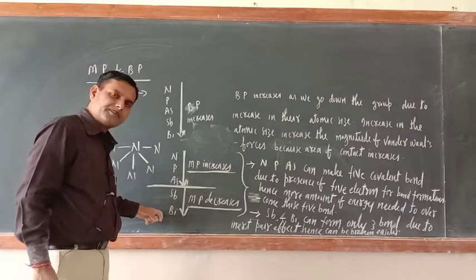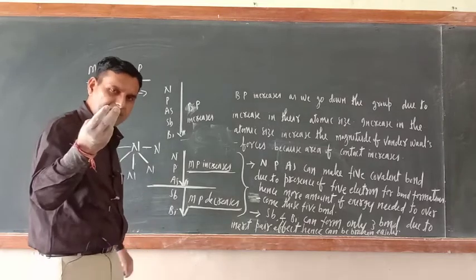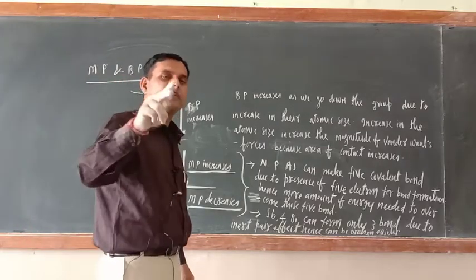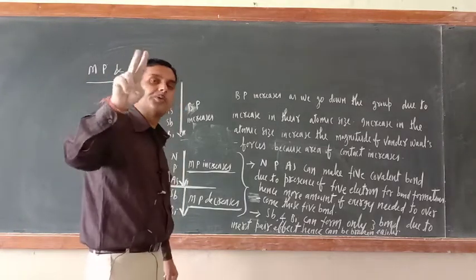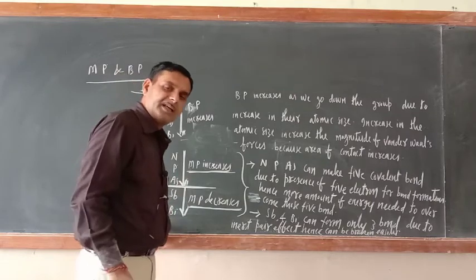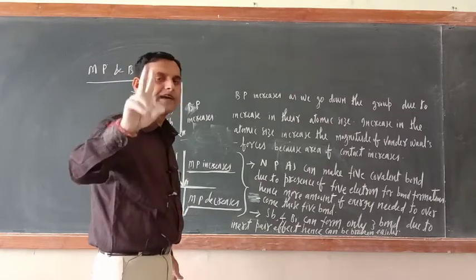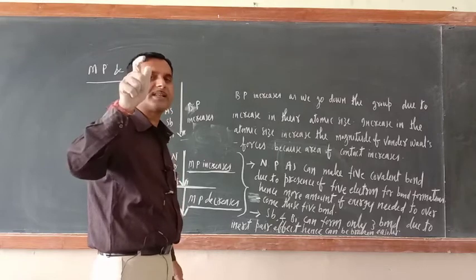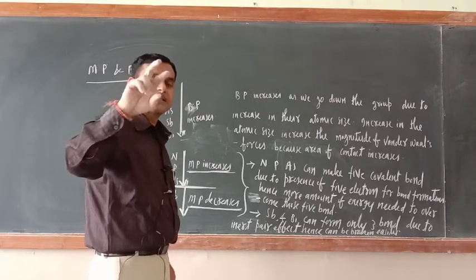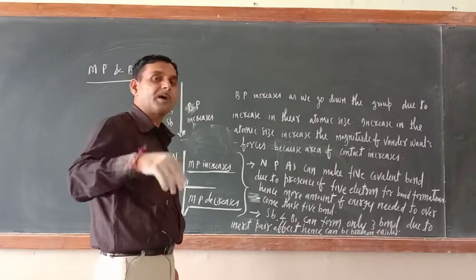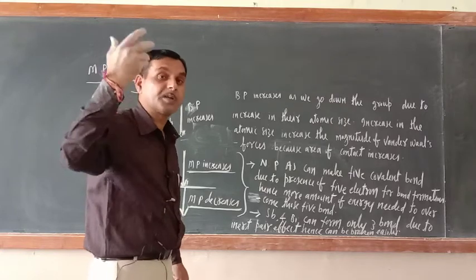What about here? Here what is there? Only 3 bonds will form. That is why their melting point will decrease due to inert pair effect only. So remember, melting point depends upon the strength of crystal lattice, and crystal lattice strength depends upon how many electrons have formed the bond.